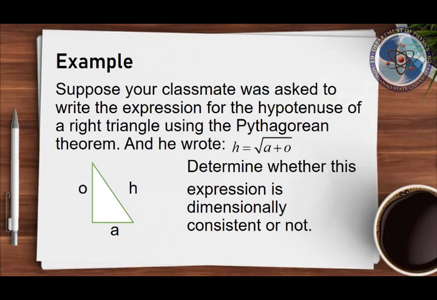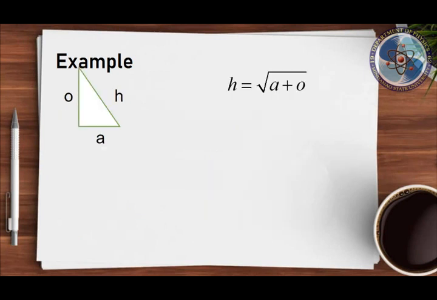So suppose your classmate was asked to write the expression for the hypotenuse of a right triangle using the Pythagorean theorem, and he wrote h is equal to square root of a plus o. A would mean the adjacent side and o the opposite side, as indicated by this diagram over here. So determine whether this expression is dimensionally consistent or not. So we will extract the expression with the guide of the diagram.